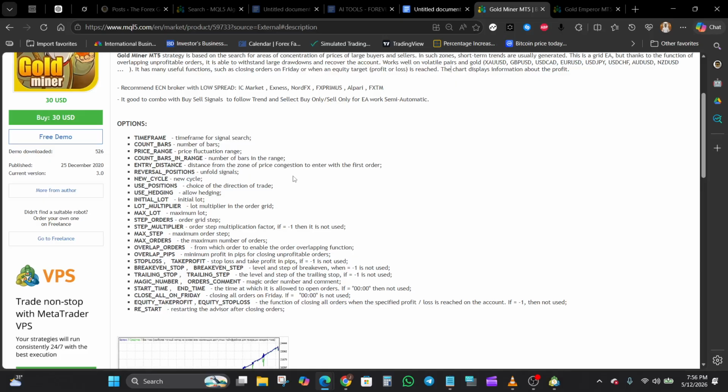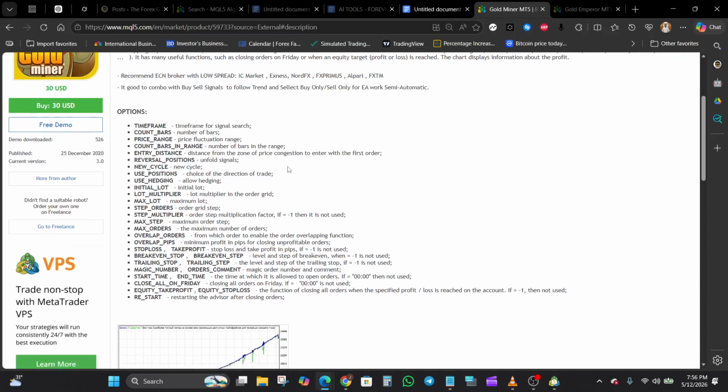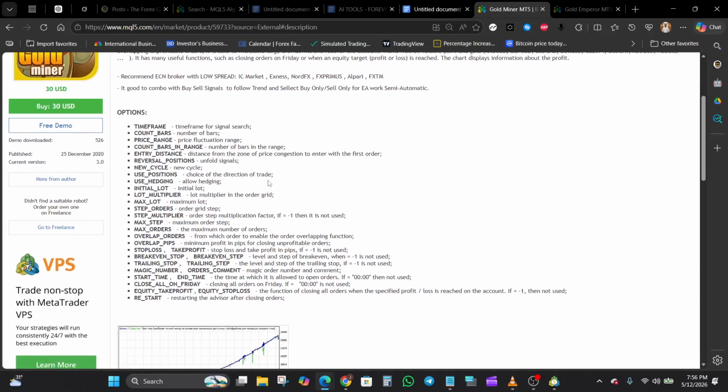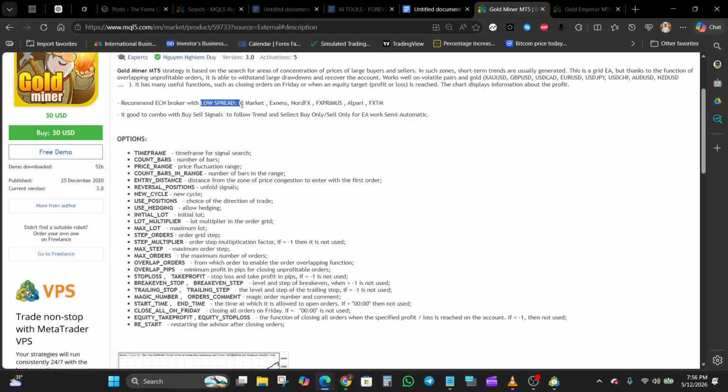The developer also clearly states that this is a grid EA, but one interesting part is the overlapping function for unprofitable positions, which is intended to help the system manage drawdowns and recover trades more efficiently during difficult market conditions. The marketplace page also recommends using low spread ECN brokers, and there is a mention that the EA can be combined with external buy and sell signals for more semi-automatic usage, depending on how someone wants to manage trade direction.